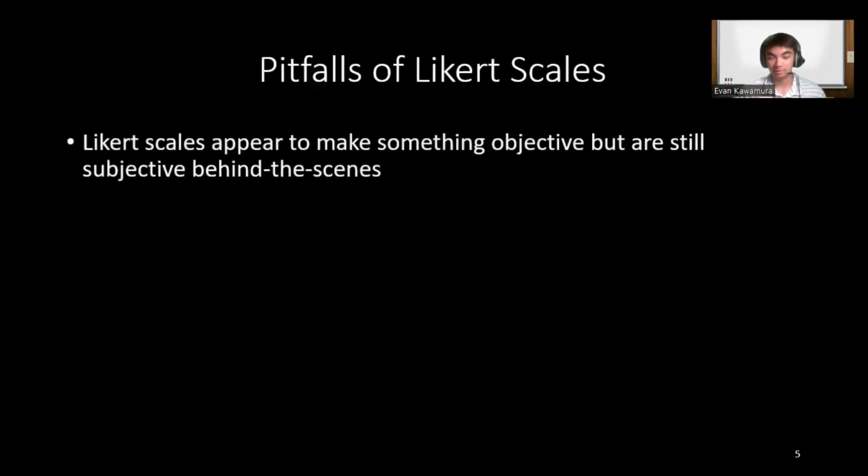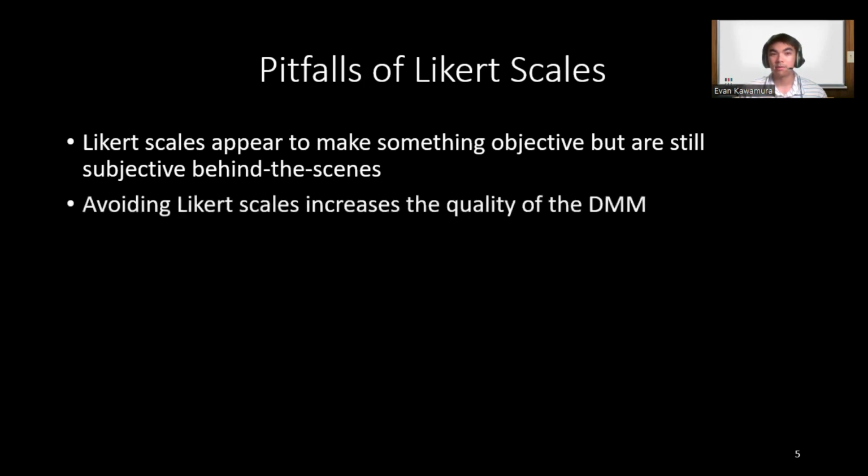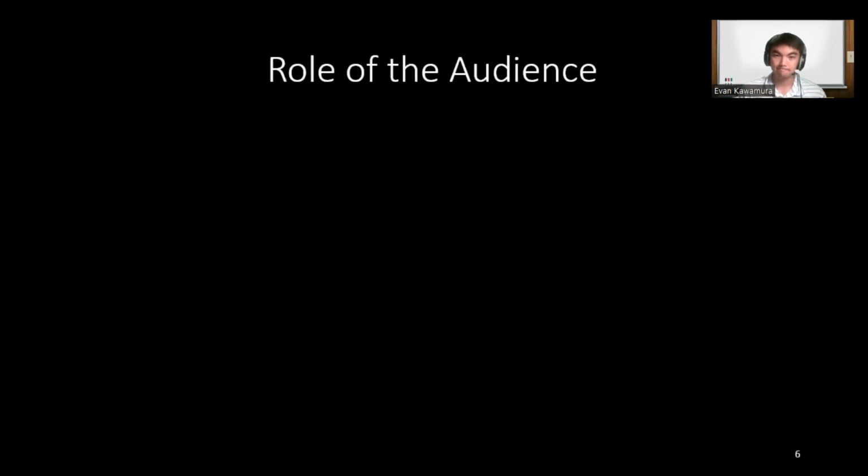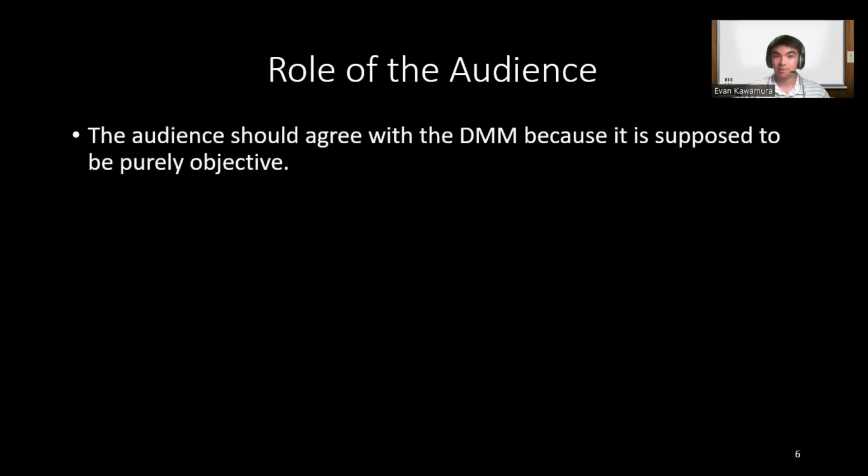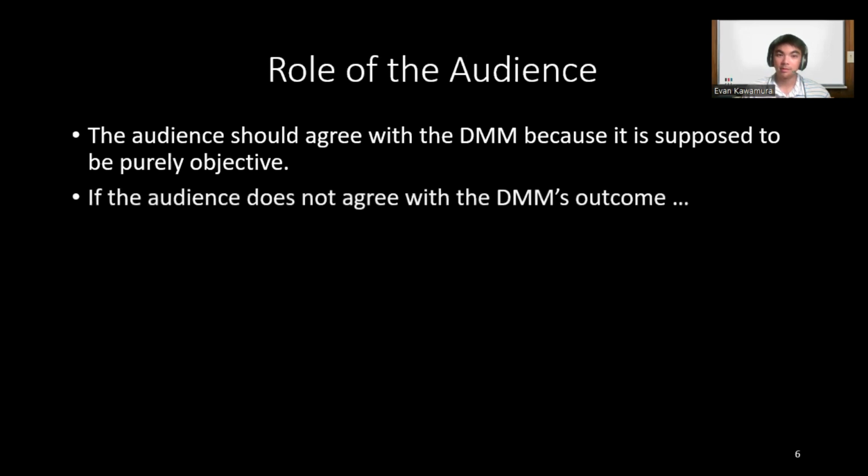So now let's look at the Likert scales, right? This kind of looks like it's an objective thing, but it's actually really subjective behind the scenes. So why is that? Well, generally, if you avoid Likert scales, it increases the quality of your decision-making matrix. So the audience should agree with your DMM, and it's supposed to be pretty objective, as I said before. Now, what are some reasons that might happen if your audience doesn't agree with your DMM? Well, you might have subjective metrics like a Likert scale.